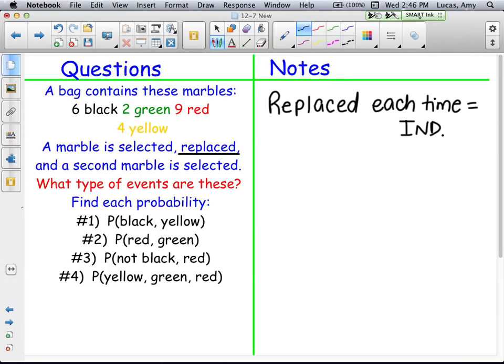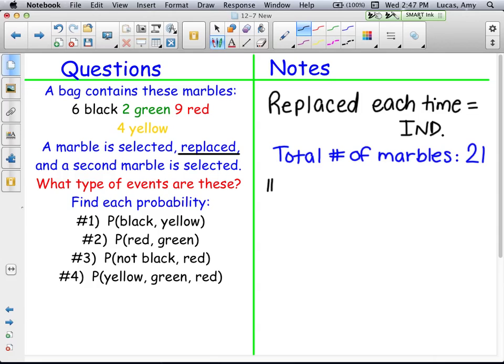Okay, so the probability of getting a black marble followed by a yellow marble. Well, the first thing I need to do is figure out how many marbles there are in all. So I need the total number of marbles before we can start talking about these probabilities. So 6 plus 2 plus 9 plus 4 is 21. So the total number of outcomes is 21.